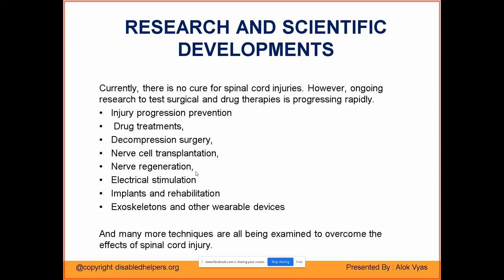I have collected a lot of websites through which you can get more information about spinal cord injury. Since the time is running out, I won't be able to open these, but I will post all these.